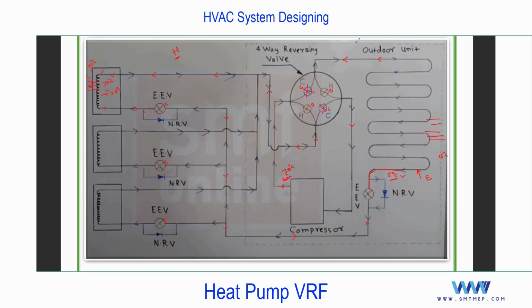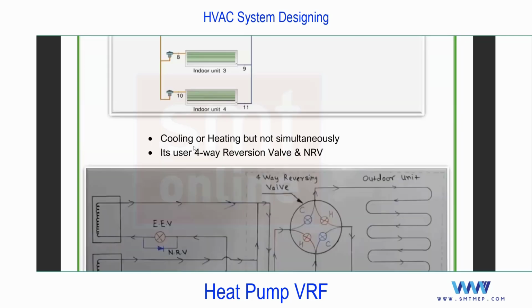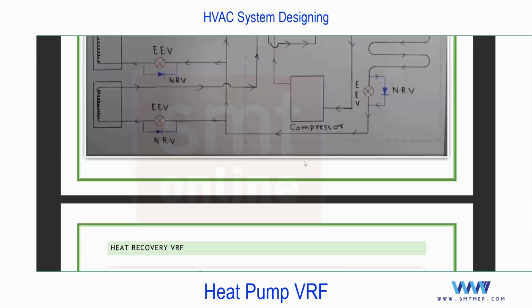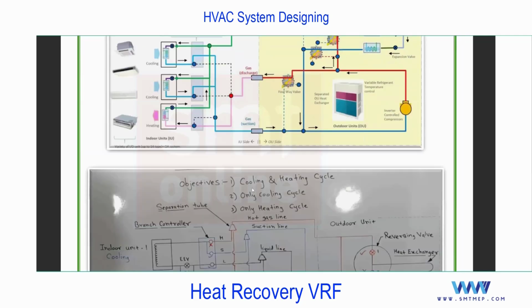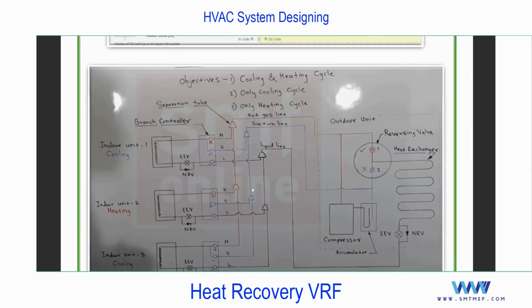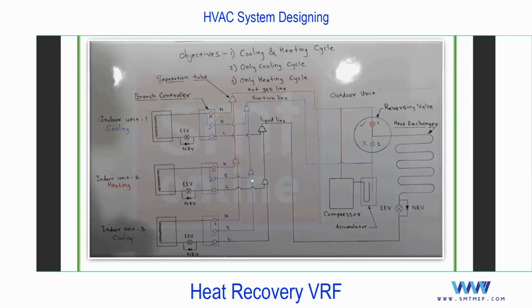Getting the point? Next, we have the advanced type of VRF, that is heat recovery. But before this, some quick points on the same cooling or heating, which explain reversing. Advantages and disadvantages we'll discuss at that time. Next, we have the heat recovery VRF. This is an advanced type, as I said, and in that we have three options possible. We can use only cooling mode, only heating mode, or heat recovery, that is cooling and heating simultaneously as per the application demand.